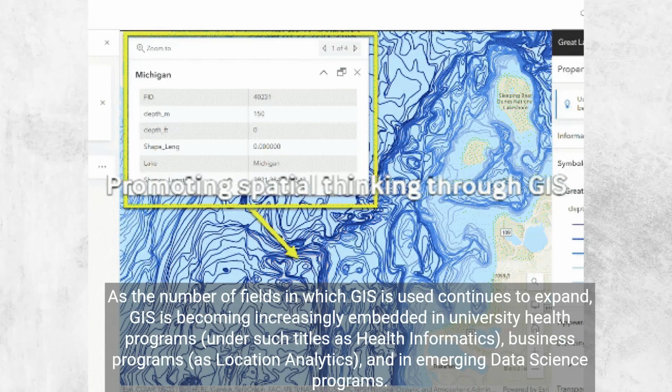As the number of fields in which GIS is used continues to expand, GIS is becoming increasingly embedded in university health programs under such titles as health informatics, business programs as location analytics, and in emerging data science programs.